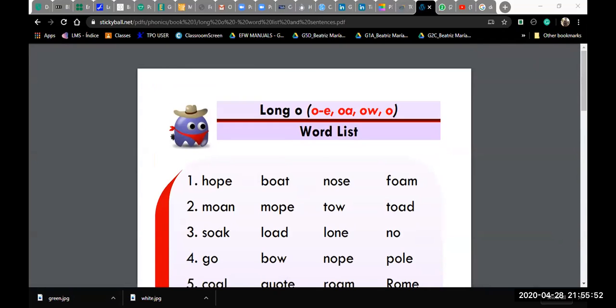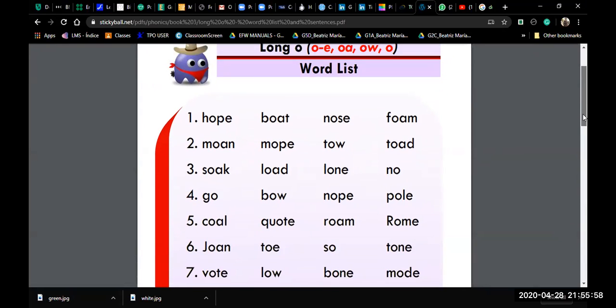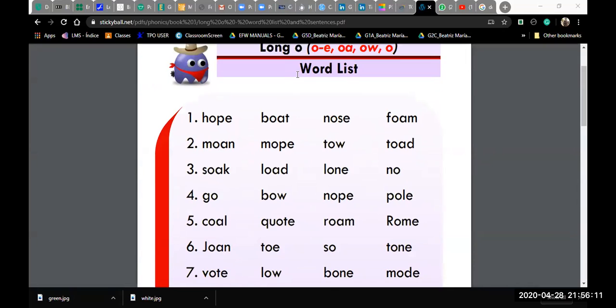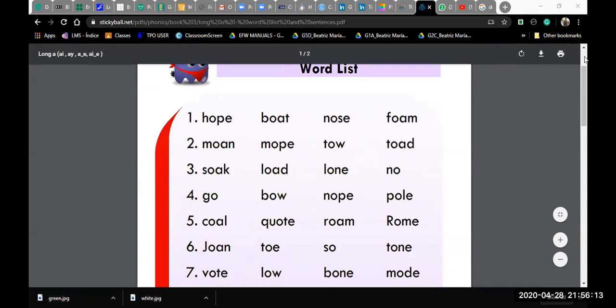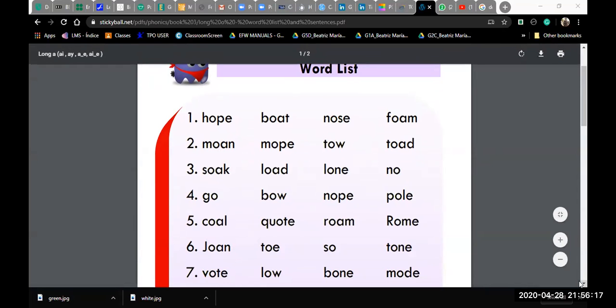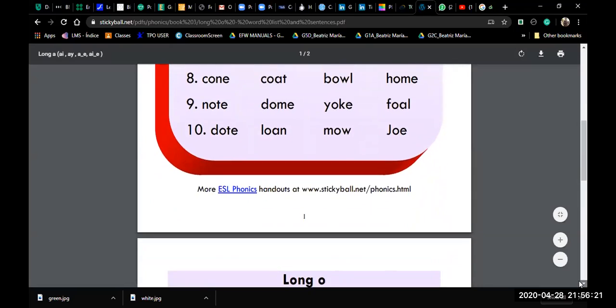How's your exercise, guys? Let's do the pronunciation all together, okay? Maybe not the words. I'm going to go straight to the sentences because we're running out of time. It's almost 10 p.m. Wow, time flies with you guys. Okay, let's go to the sentences.